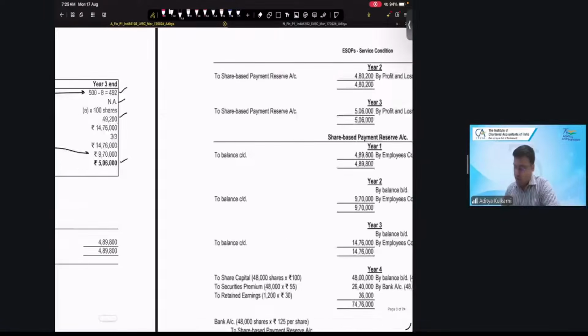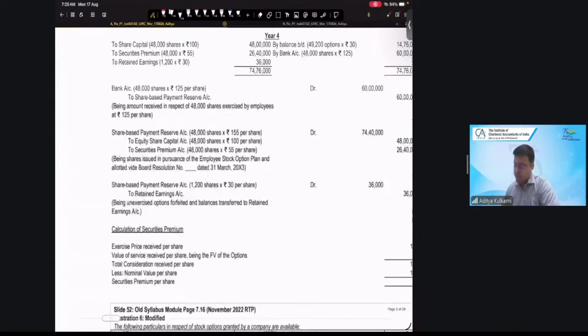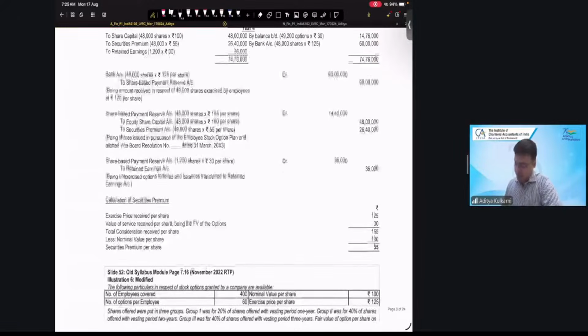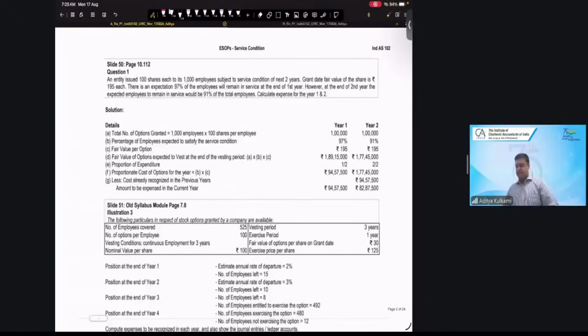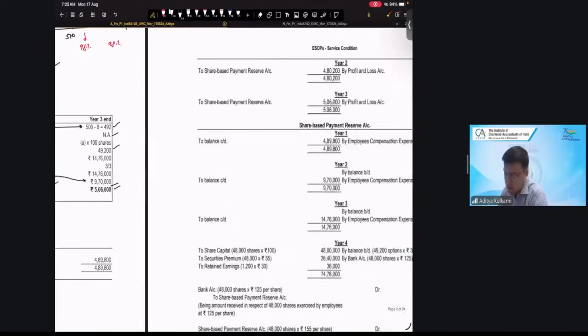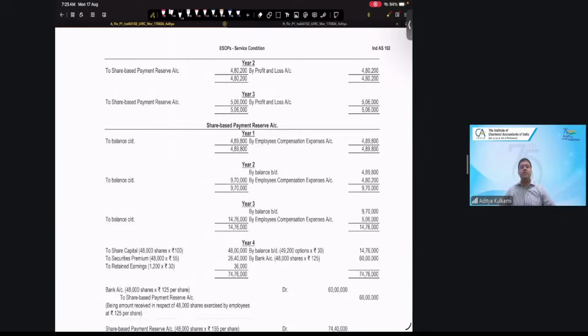Okay, so now when you talk about the ledger entries, first one, employee compensation expense account debit to SBP reserve. It is going to be 489,800, 480,200, 5 lakh 6,000. Are we okay with this? And that will be transferred to the P&L. Any doubts here so far?